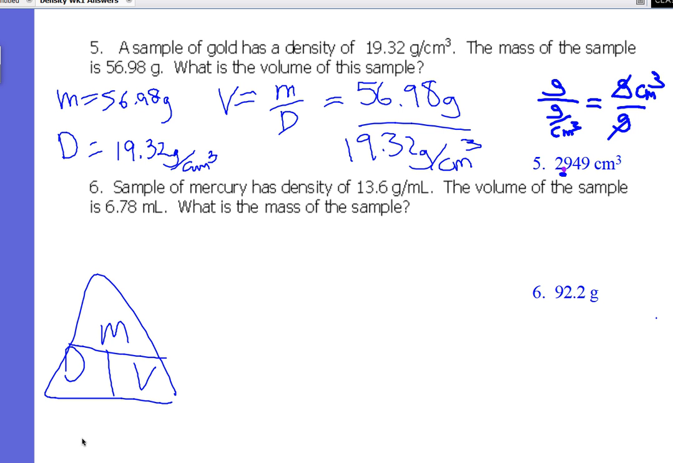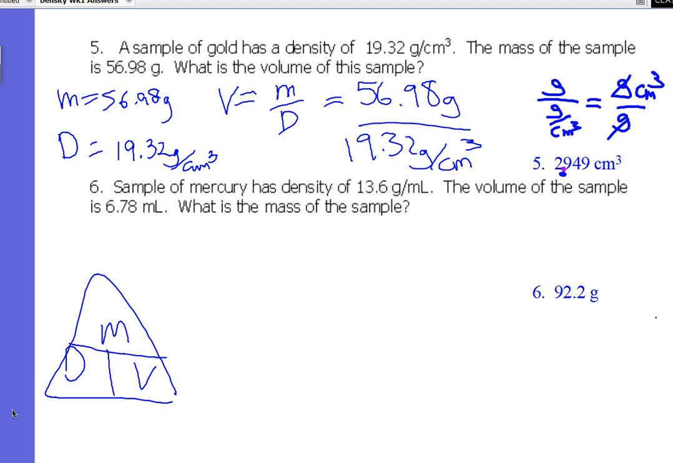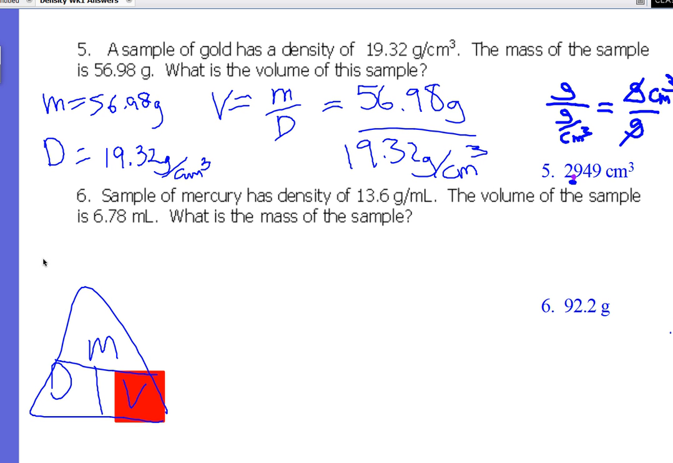Down here, I've got this adorable density triangle thing going on. And the way these things work is you cover up whatever you're trying to solve for. What are we trying to solve for in this question? What is the volume? So you cover up volume, and the equation is mass over density. So volume equals mass over density. Plug in the mass, plug in the density, and solve.